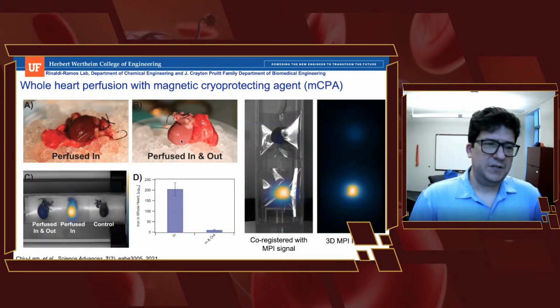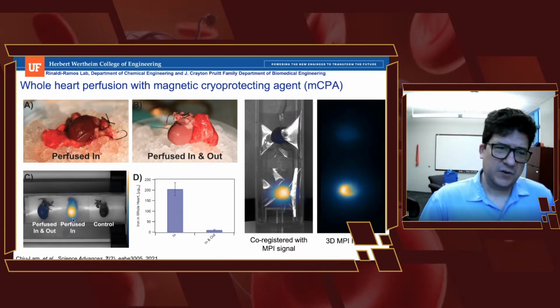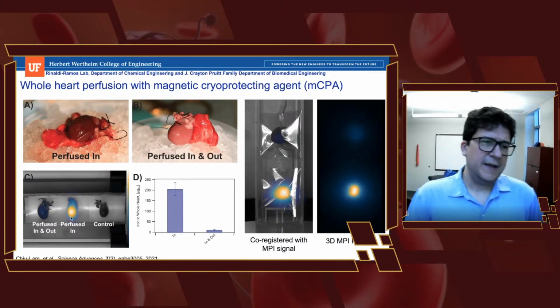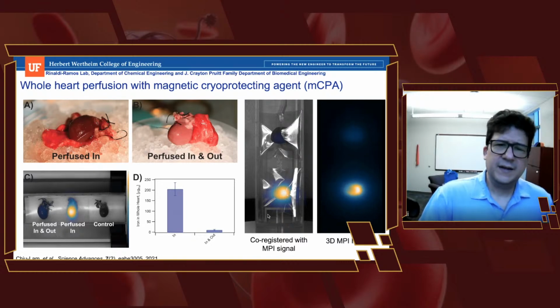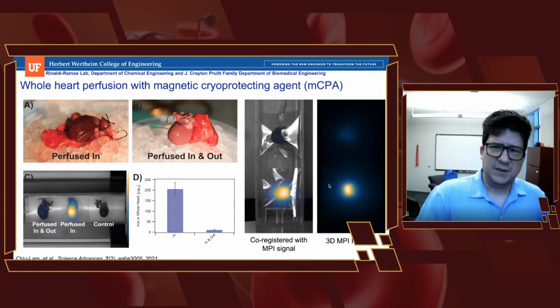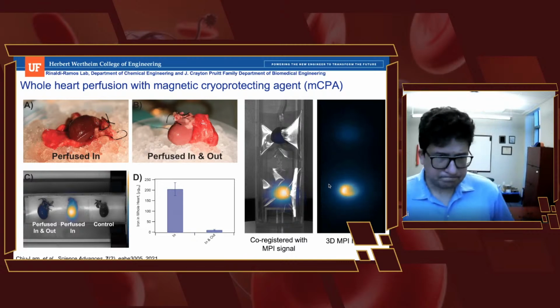These are MPI images of these hearts. And so this is the control heart, no signal. This is the heart perfused in. You can see a fairly uniform signal throughout the heart. And this is the heart that's been perfused in and out. And so you can still see a faint signal. But if we quantify those signals, we see that about 95% of the particles have been removed. And this here is a rotating 3D image of those two hearts.